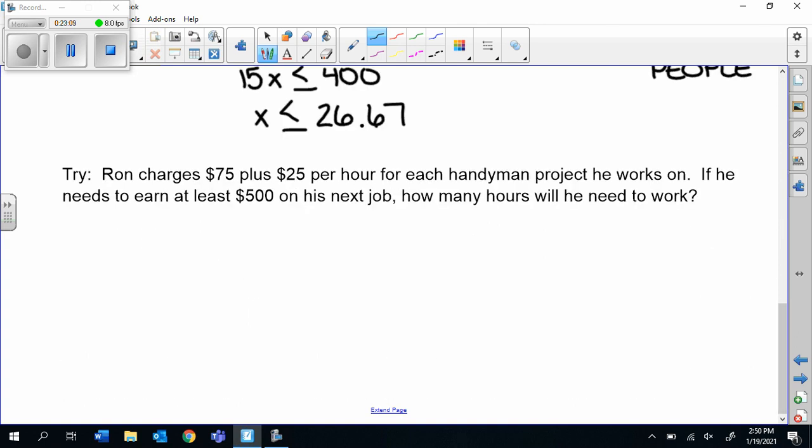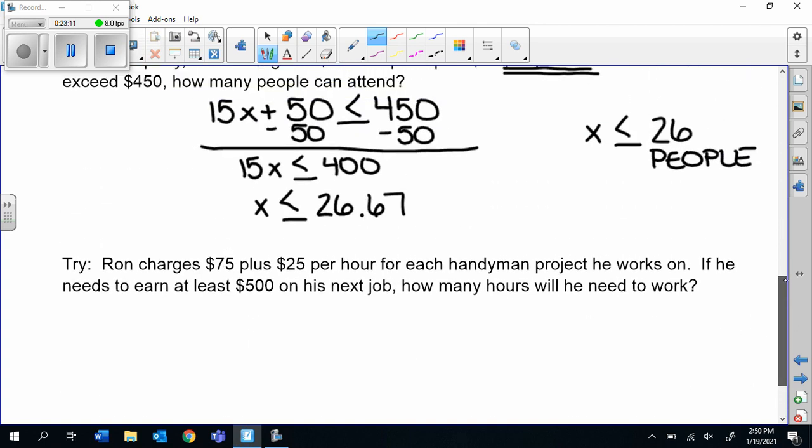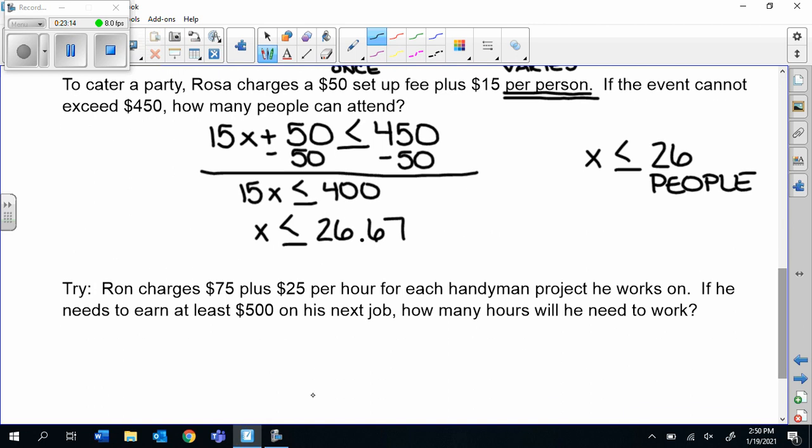You can stop and try the Try. It's similar, but not exact. Ron charges $75. There's your one-time fee, plus 25 per hour. So it is 25 per hour, if you wanted to use H, plus 75. He has to make some money, so he needs to earn at least $500. So 500 or more. How many hours does he need to work?